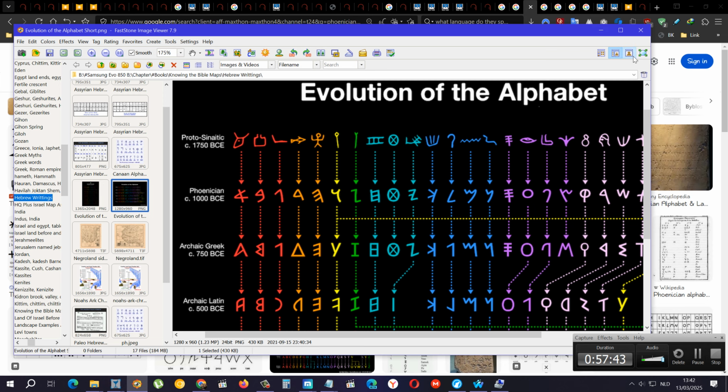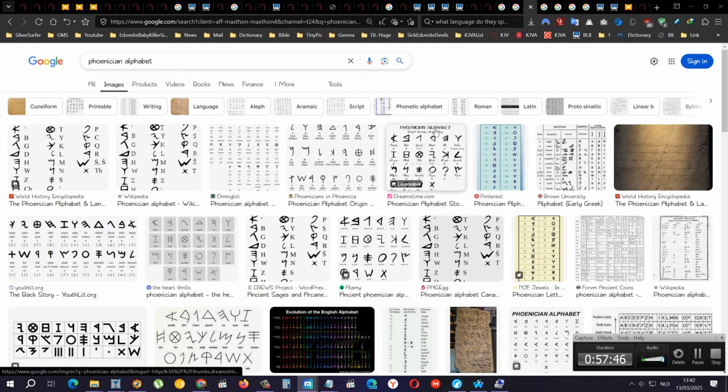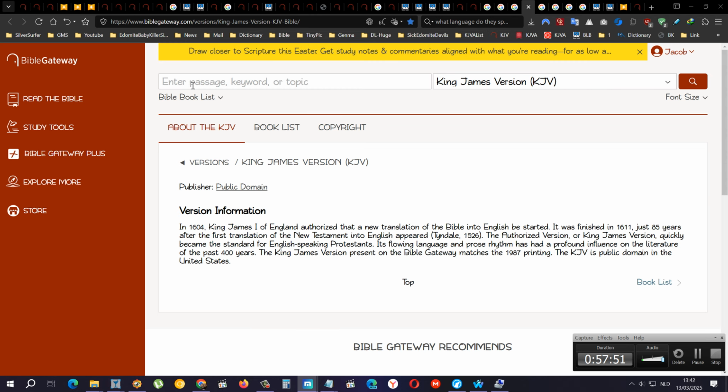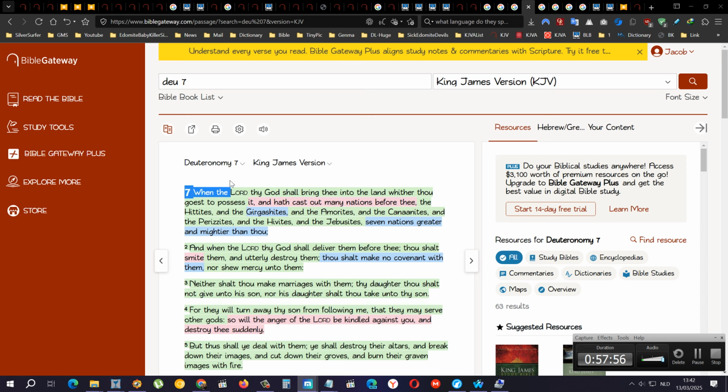No, they call it Phoenician because they were basically the top. There were 7 nations greater and mightier than us. They colonized the whole region over there. Deuteronomy 7:1: When Yahuah thy power shall bring thee into the land whither thou goest to possess it, and has cast out many nations before thee, the Hittites and the Girgasites and the Amorites and the Canaanites, which all are Canaanites, but these ones are specifically called Canaan, and the Perizzites and the Hivites and the Jebusites, 7 nations greater and mightier than thou.